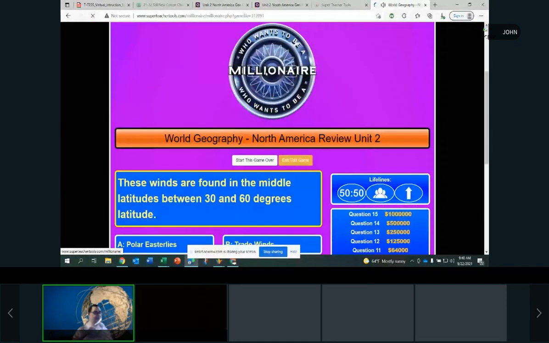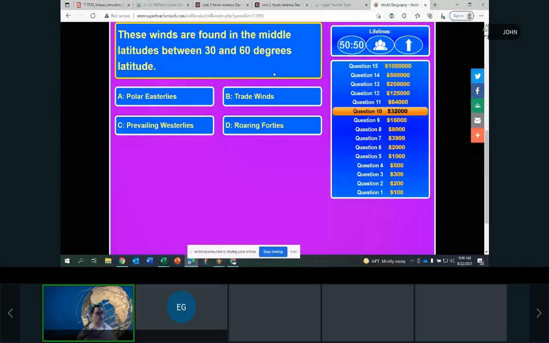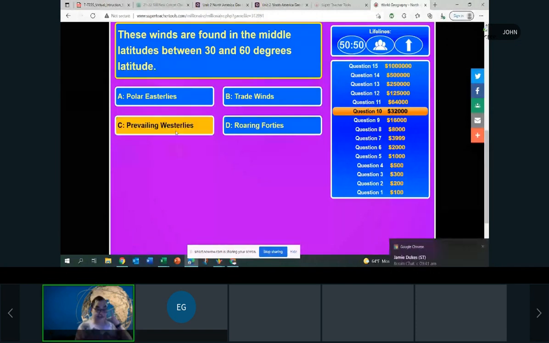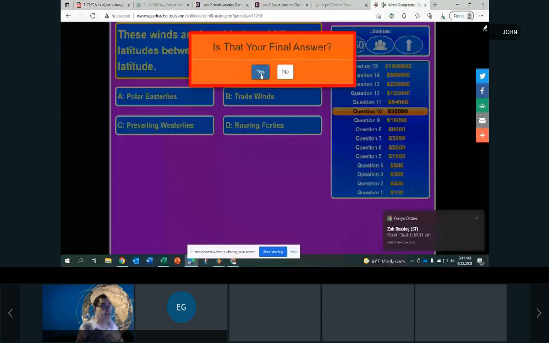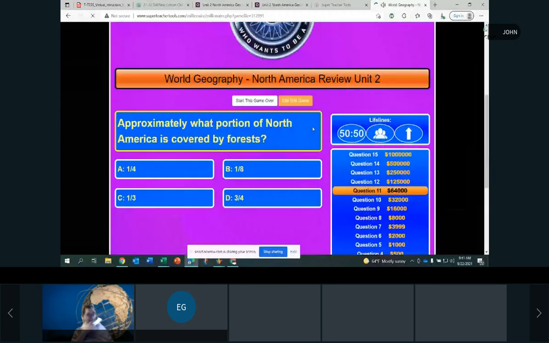These winds are found in the middle latitudes between 30 and 60 degrees. Polar easterlies, trade winds, prevailing westerlies, or roaring 40s. Okay, this one was a tougher one, so you might want to mark this one down. The answer is the prevailing westerlies. It was C, guys. Good guess.